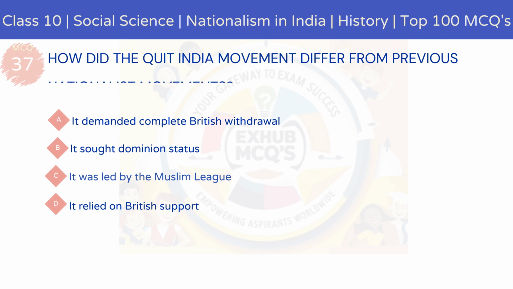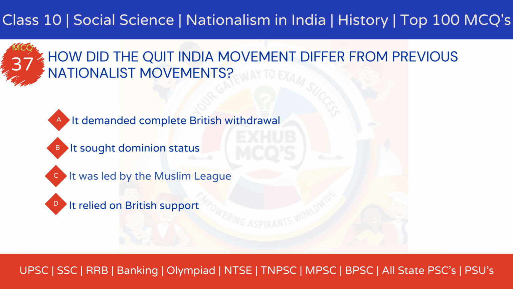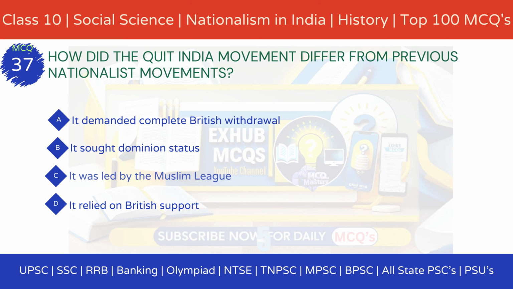MCQ 37. How did the Quit India movement differ from previous nationalist movements? Option A, it demanded complete British withdrawal. Option B, it sought dominion status. Option C, it was led by the Muslim League. Option D, it relied on British support.